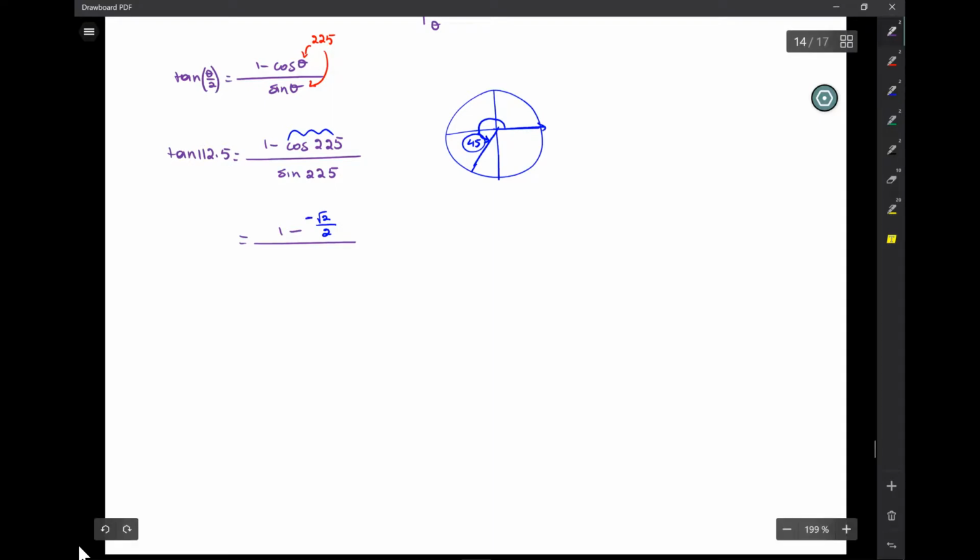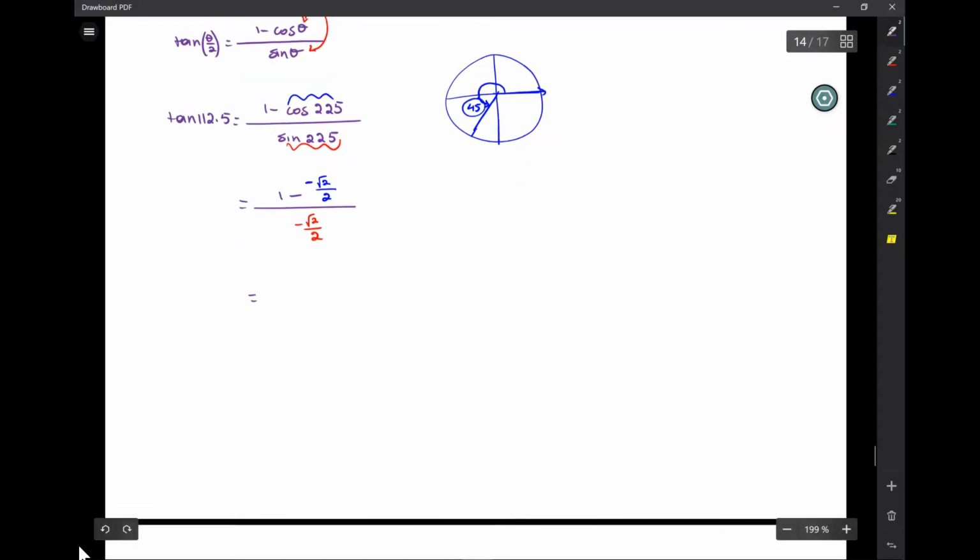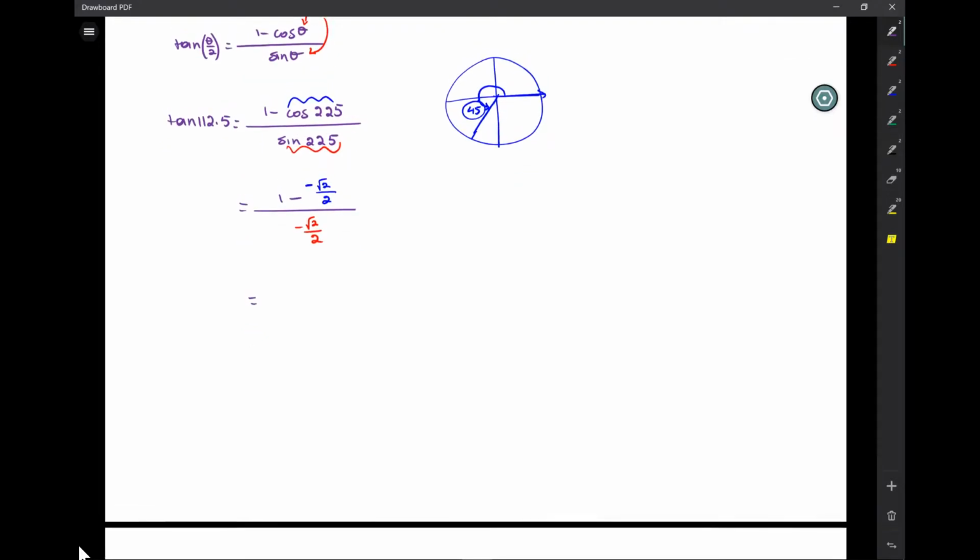So the bottom here, we have sine of 225. Sine, again, of this is negative root 2 over 2. Why is it negative? Because in quadrant 3, sine and cosine are negative. The tangent's positive, but we're doing sine of 225. Can you cross those out? No, you can't cross those out.